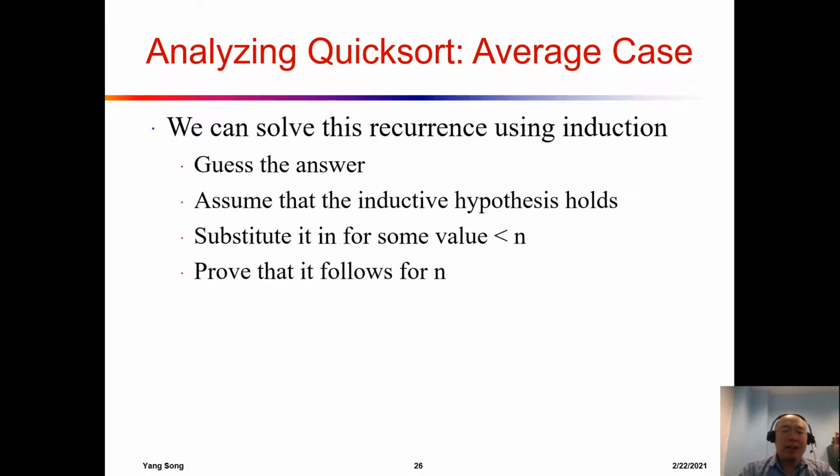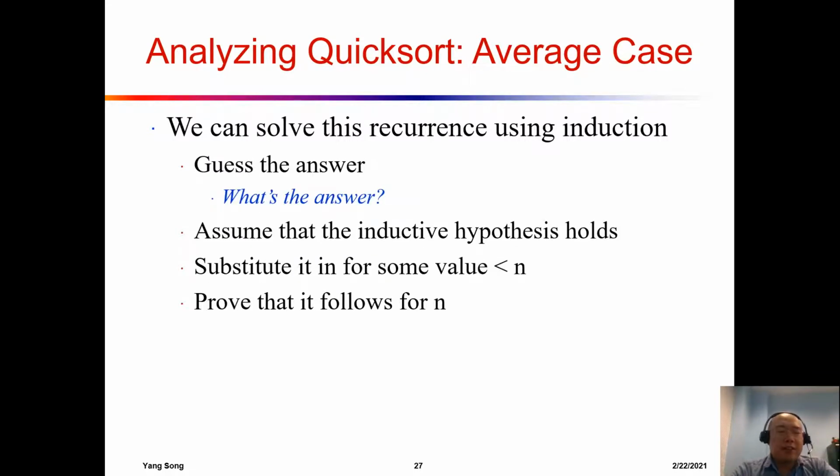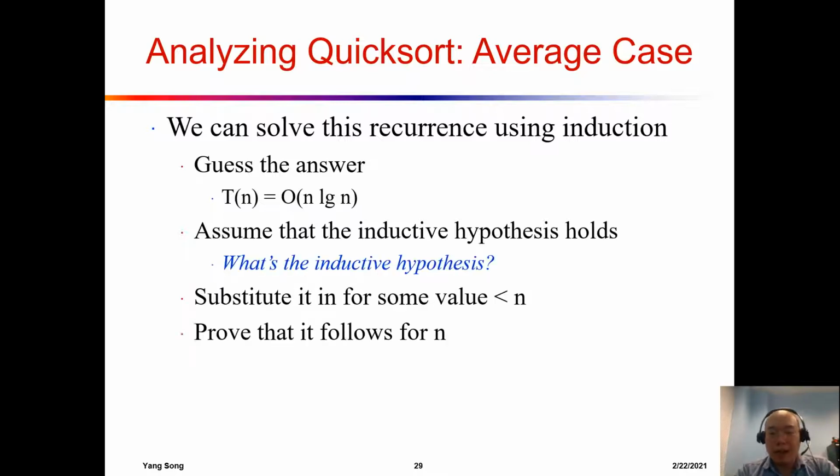Okay, and then we had this discussion. We want to get the answer, and we have already talked about that. Considering the 99 to 1 or 1 to 99 partition, we feel that for the average case, T(n) will be O(n log n).